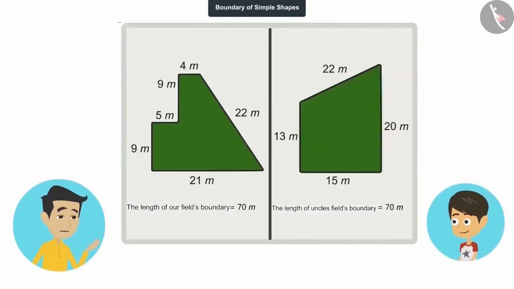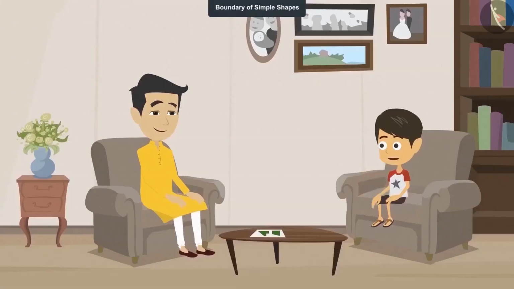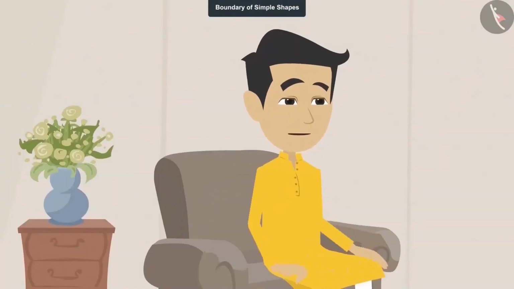You can find it by looking at these fields also. Look, our farm has 6 edges, while your uncle's field has 4 edges. But the measurements of the boundaries of both fields is the same. Yes, I had not paid attention to this. But is it possible that the length of the boundary of a shape with less number of edges is more and the length of the boundary with more number of edges is less? Yes, absolutely possible. This can be seen practically.